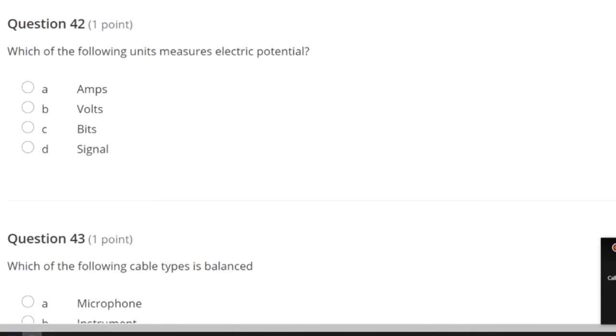Question 42. Which of the following units measures electric potential? A. Amps, B. Volts, C. Bits, or D. Signal? The electric potential is measured in volts. A battery has a potential. A wall outlet has a potential. And then once it's flowing, then it's amperage. But the potential is voltage.